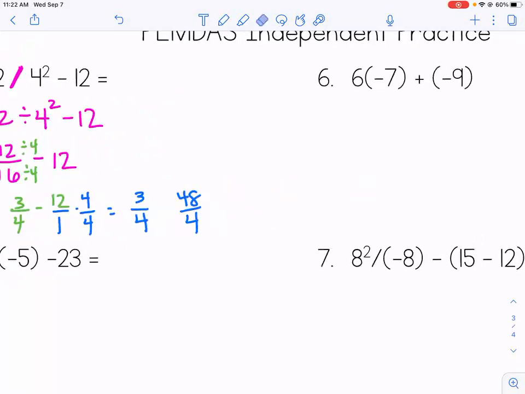Now, if you don't like subtraction, let's keep, change. And now we have 3 plus negative 48. Well, that's gonna be a negative 45/4, which we're gonna change to negative 11 and 1/4.